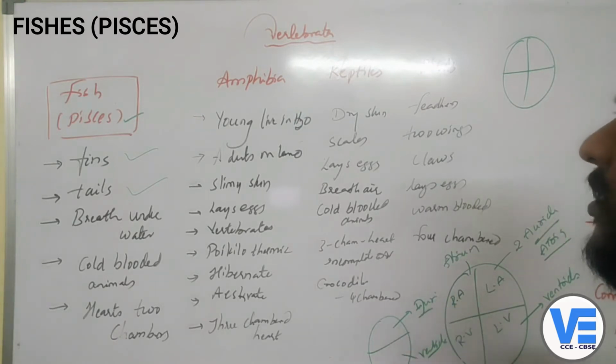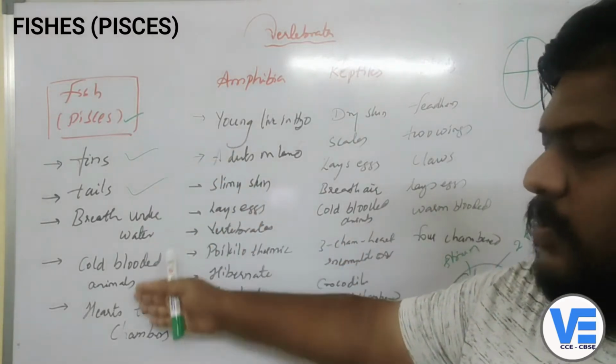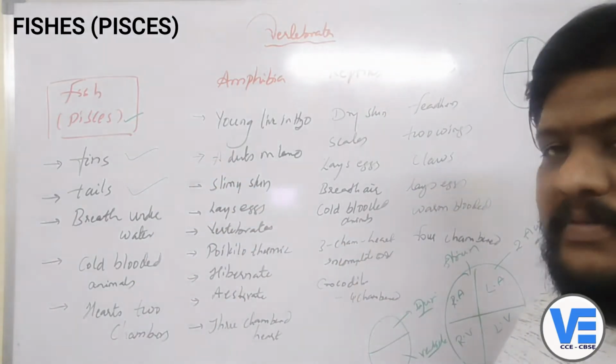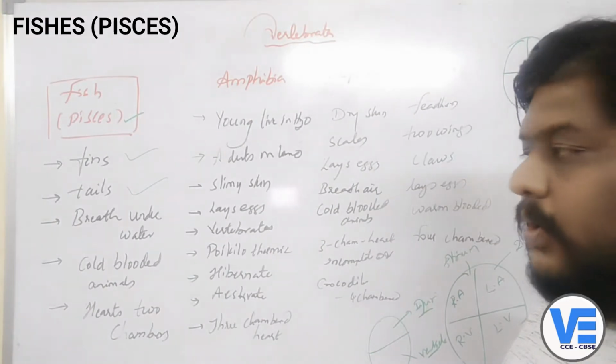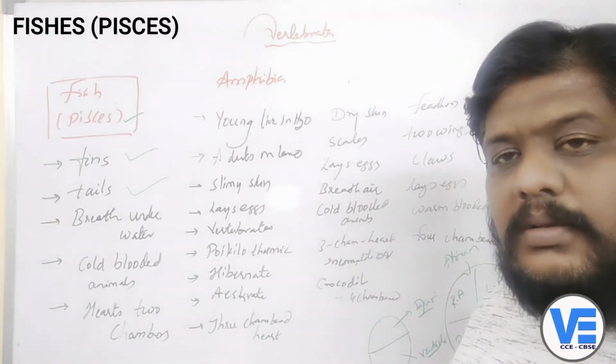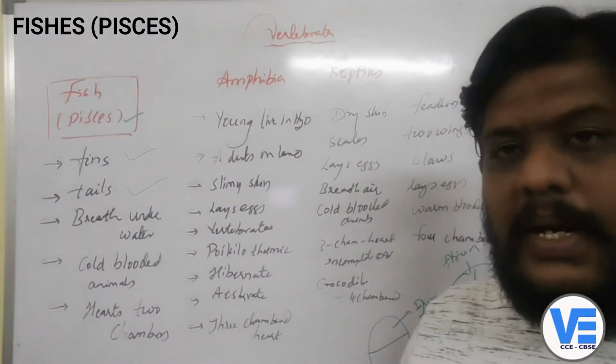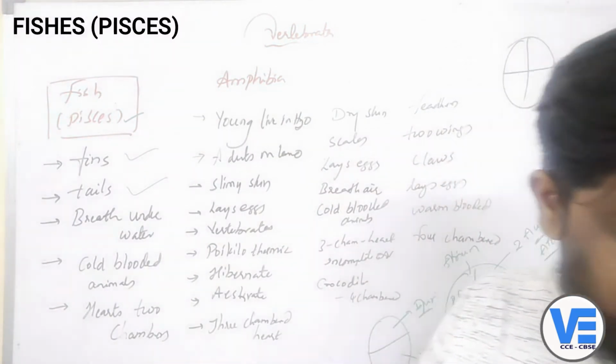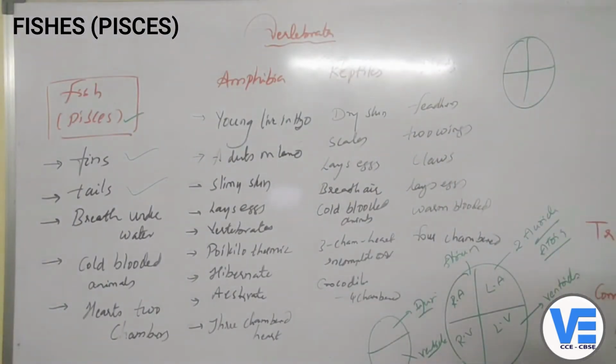So these kind of organisms, which are called fishes, these are the characters which they usually have, right? They have fins, they have tails, and they can breathe under the water, right? Then they are the cold-blooded animals, right? What are cold-blooded animals? The temperature of the body will definitely vary with the temperature in which they usually live.